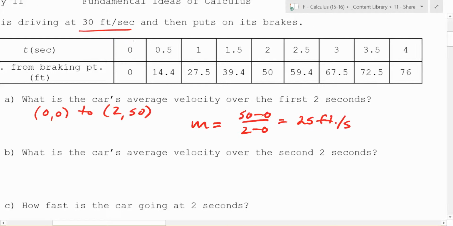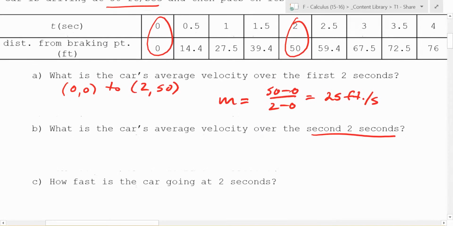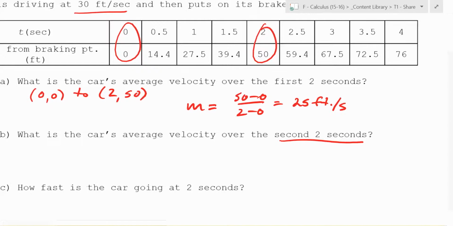So what did we do here? We went for the first 2 seconds. The next one asked for the second 2 seconds. Can someone tell me, who hasn't spoken yet today, what 2 points we need to work with now? What are the second 2 points? Liana? 2, 50, and 4, 76.